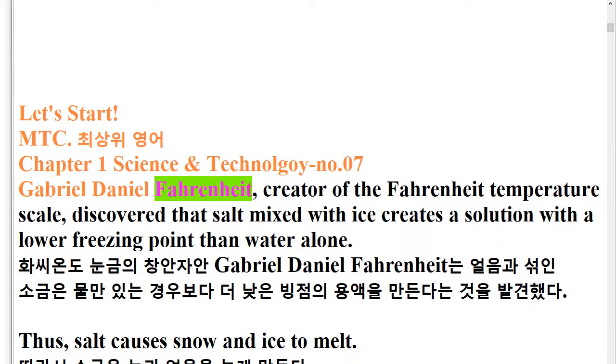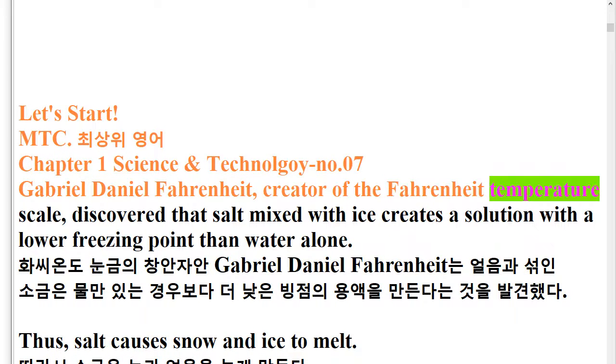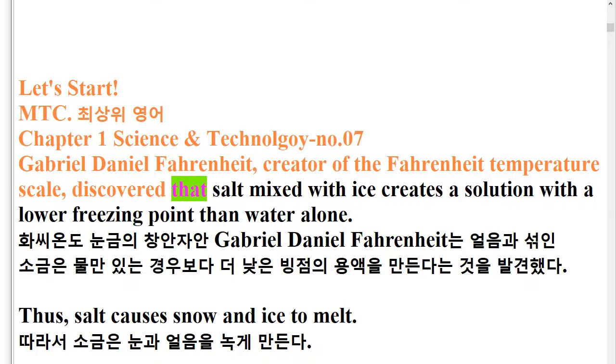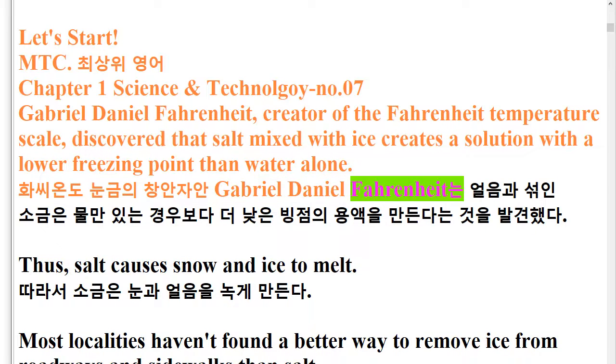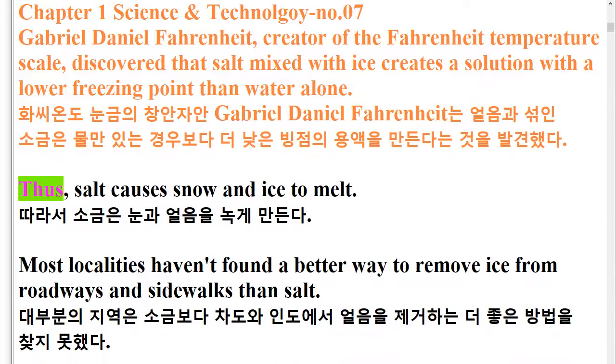Gabriel Daniel Fahrenheit, creator of the Fahrenheit temperature scale, discovered that salt mixed with ice creates a solution with a lower freezing point than water alone. Thus, salt causes snow and ice to melt.